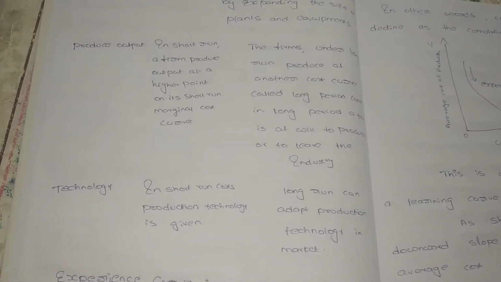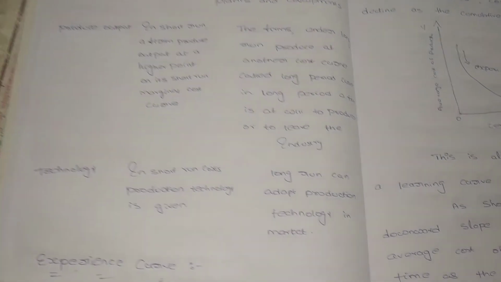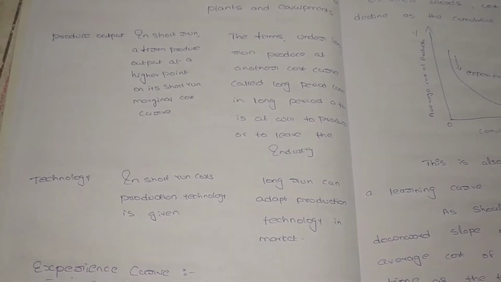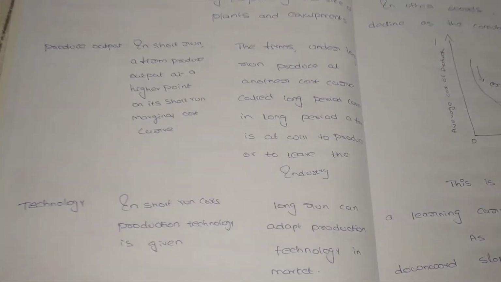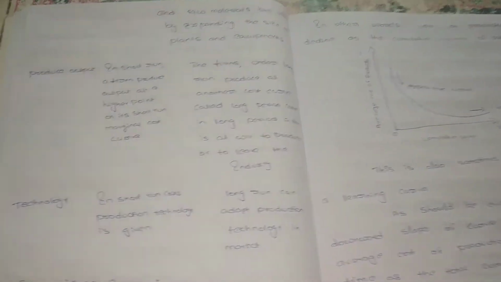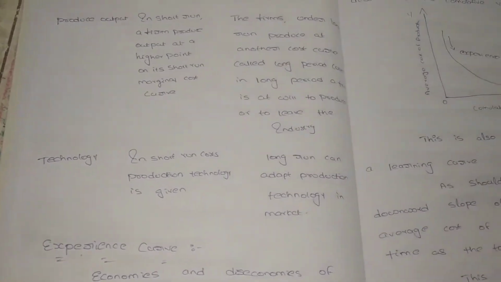Technology: in the short run we are unable to adopt new technology, but in the long run, if any new technology comes into the economy, the business organization automatically adopts it. So this is the complete difference between the short run and long run cost curves.